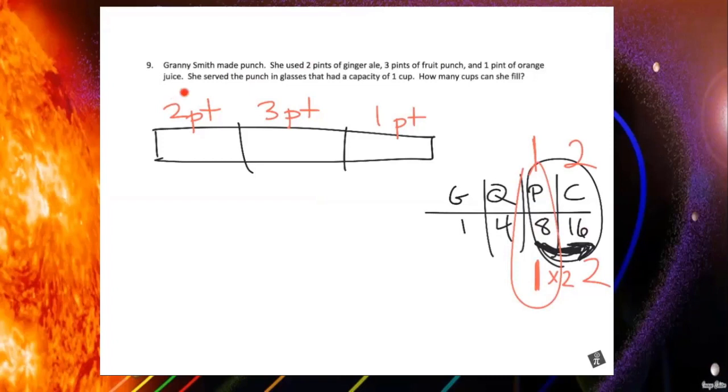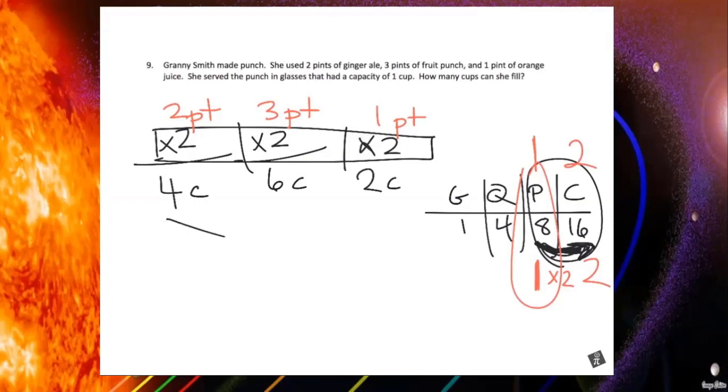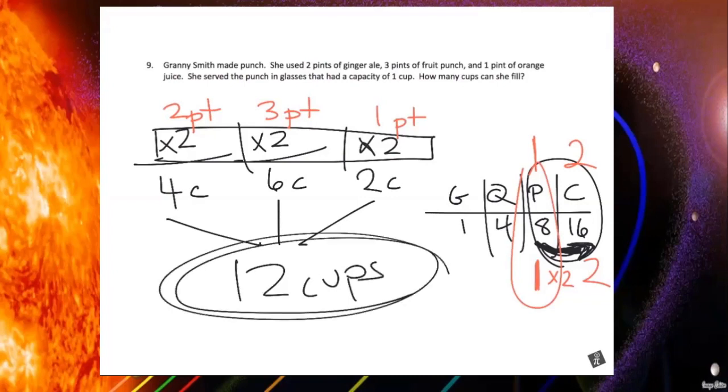So if we have 2 pints, how many cups? All you have to do is multiply by 2. That gives you 4 cups. 3 pints multiplied by 2 gives you 6 cups. 1 pint multiplied by 2 gives you 2 cups. So we just add all 3 of these together, and that gives us 12 cups. So that's how many cups she has.